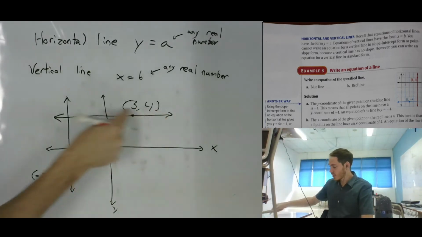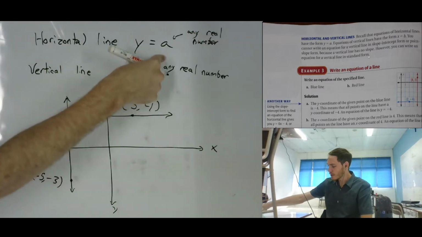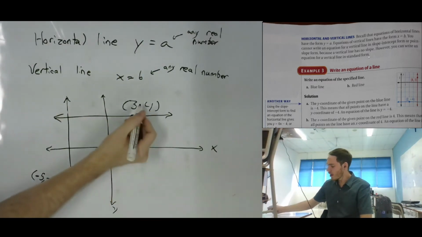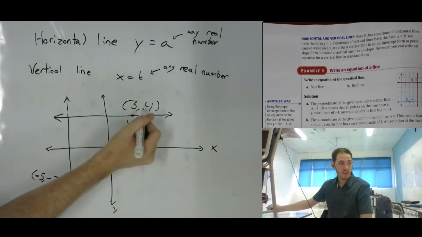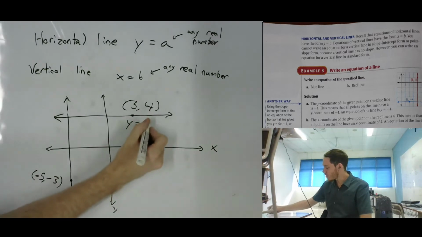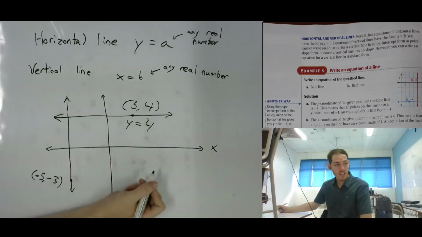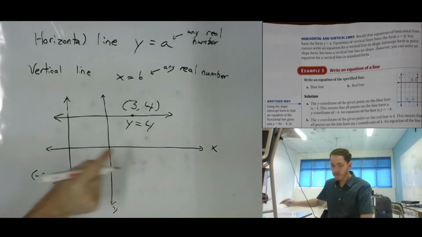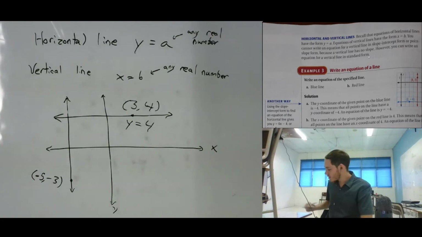The secret is this one is horizontal, so we immediately go to y equals. Okay, so y equals what? Well, which one of these is our y? Is it 3 or is it 4? In this case, it's 4. So all you do is just use the y value. Okay, so y equals 4. That is our equation for this line.